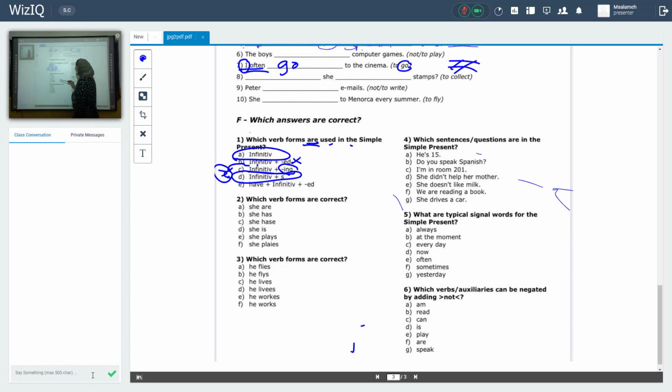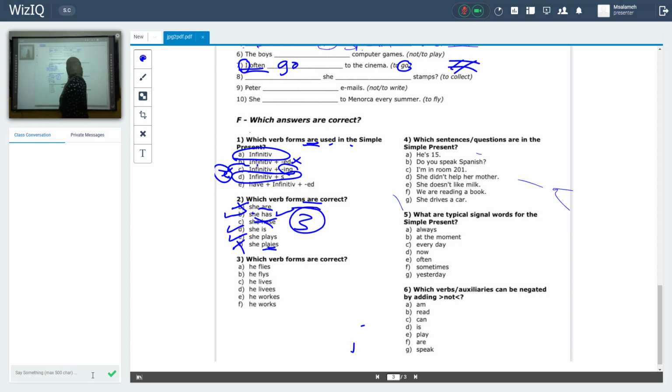S. Okay, here, which verb forms are correct? Are. Okay, she are, not, because are is for what? For plural. She has, yes. She has, no, it's wrong because actually I know that has is the form of have verb in the present tense. She is, yes. She plays, yes. She plays, he. Delete the Y and add I, it's wrong. So we have three correct answers.